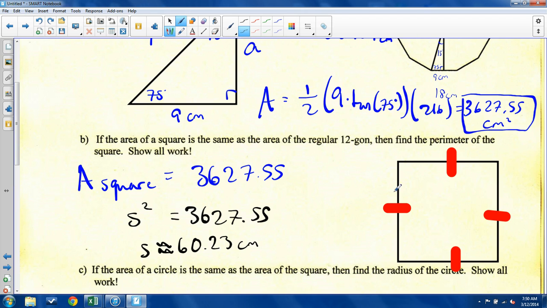Okay, so that's the length of each side. The perimeter is taking all the sides and adding them up. Now all these are the same length, so I'm going to take that and multiply it by 4. And I get, I'll put 4s, I'll put p. The perimeter is about 240.92 centimeters. Okay, so again, I take the area, which is the same as the area of the dodecagon, they said. I take the square root to find the length of each side, multiply it by 4. And I get the perimeter of my square.